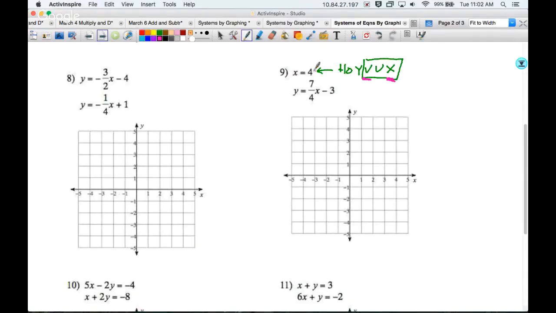So a vertical line at x equals 4. Another way to think about it is it doesn't matter what y equals, x is always going to equal 4. So I dot in every ordered pair where x is equal to 4, and you can tell I make a vertical line.